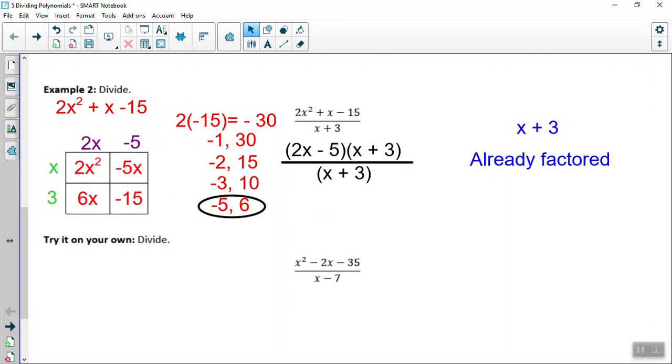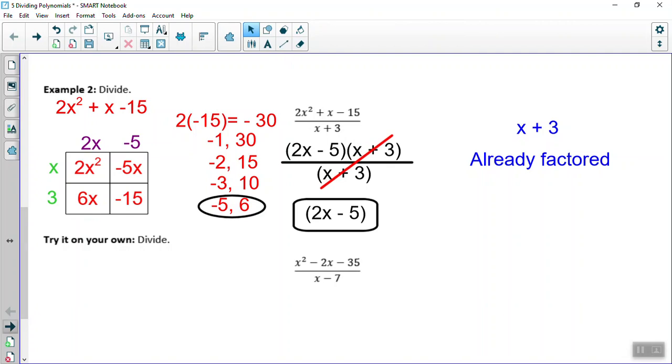So now we're at step 2, where we need to eliminate those common factors. So in this case, we look at what's the same. Well, I've got an x plus 3 on top and an x plus 3 on the bottom. They are going to eliminate each other out. So my answer is what's left over, that 2x minus 5. And that's my answer.